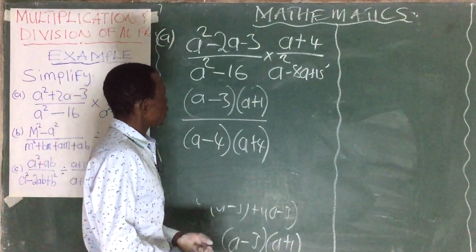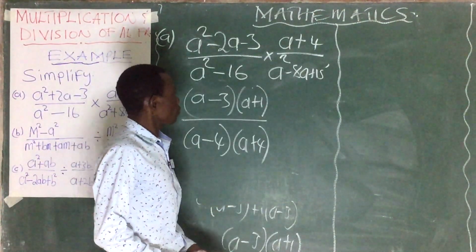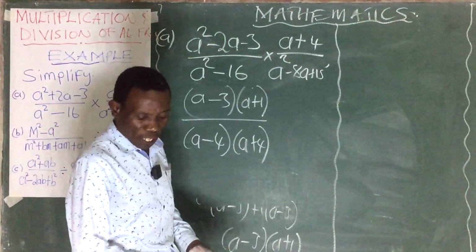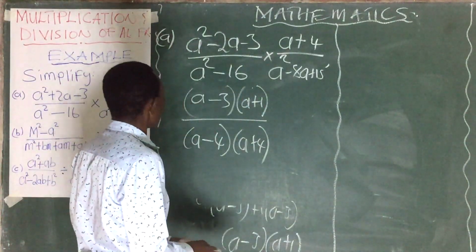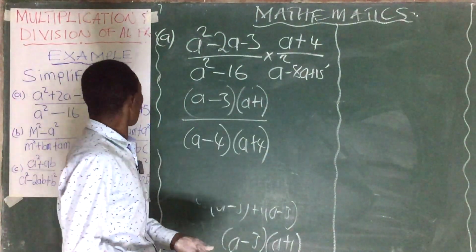We look at that part of the fraction. Can we do something with a plus 4? You'd find that for a plus 4, there's nothing that you can do there.